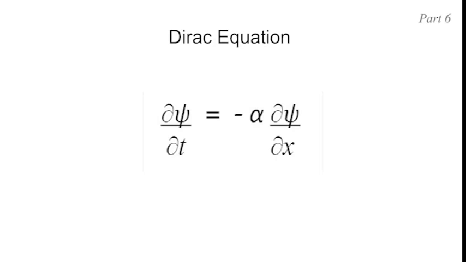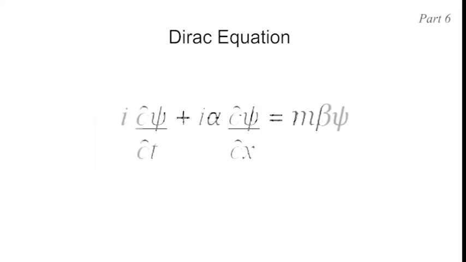Anyway, I'm going to state the fact that the one-dimensional, in other words x direction, Dirac equation for a fermion with mass can be written as i dψ/dt plus iα dψ/dx equals mβψ. Remembering the fact that alpha and beta are not just numbers, they are 4x4 matrices. They multiply things in a more complicated way.